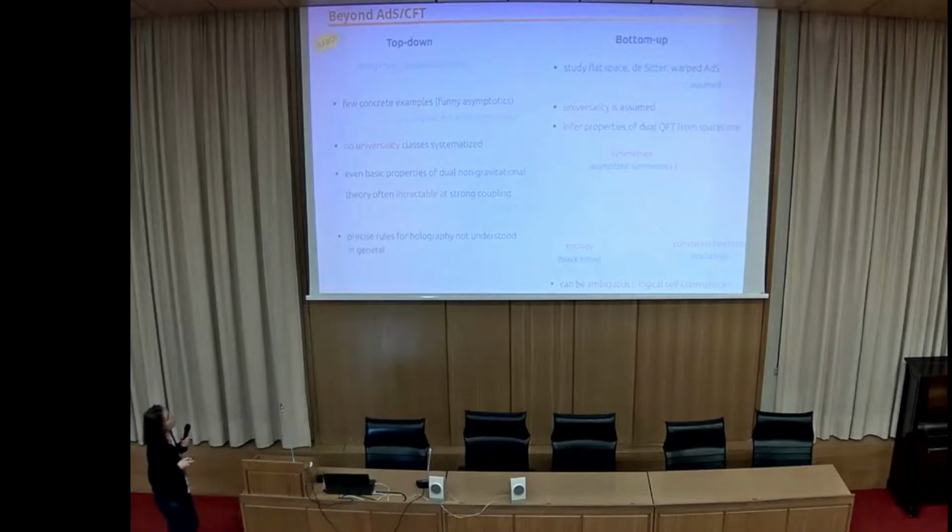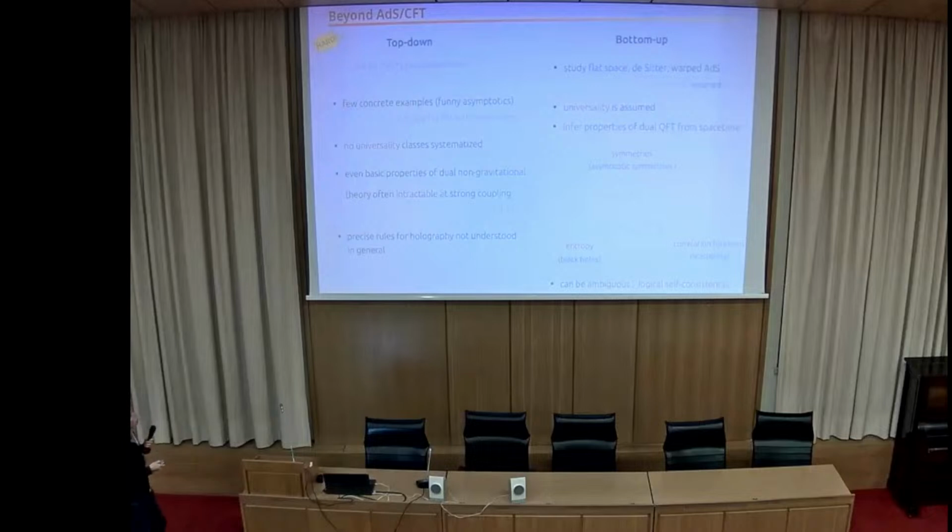That's an assumption. And then it is assumed that no matter what action you choose, you're going to get the same universality class of theories. And then you infer the properties of the dual QFT from the spacetime, so it's the same symmetries, asymptotic symmetries and so on. The problem with this game is that these quantities can be ambiguous. Like the asymptotic symmetries of the space depend on the boundary conditions that you impose, but this is not something that you know. Even the entropy is ambiguous, because that presumes knowing the relationship between your bulk time and the boundary time, and that's not something that you know.